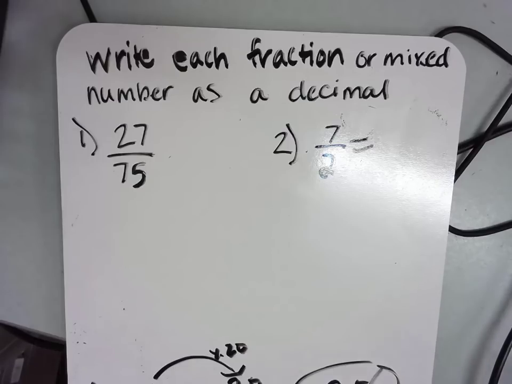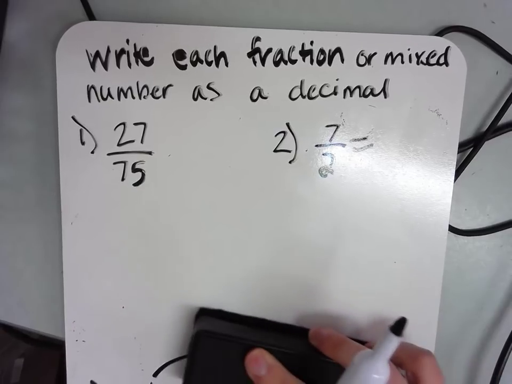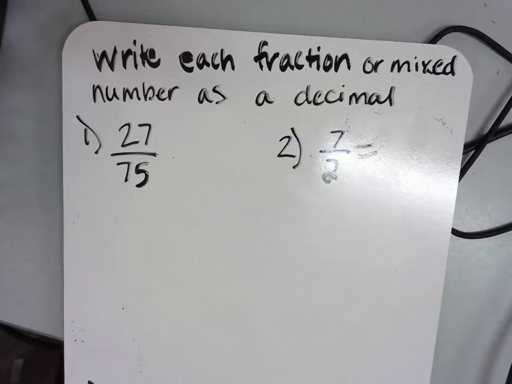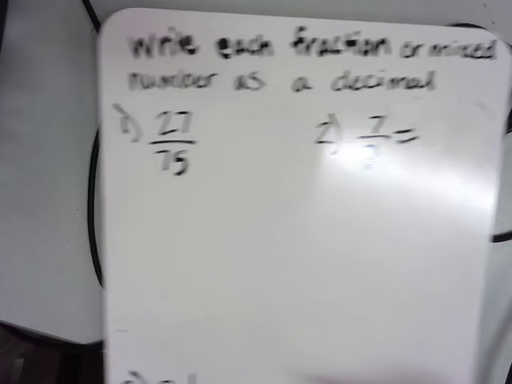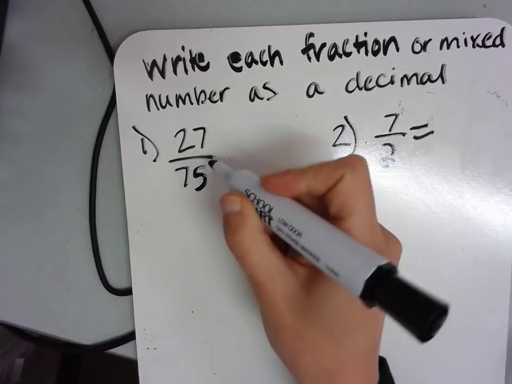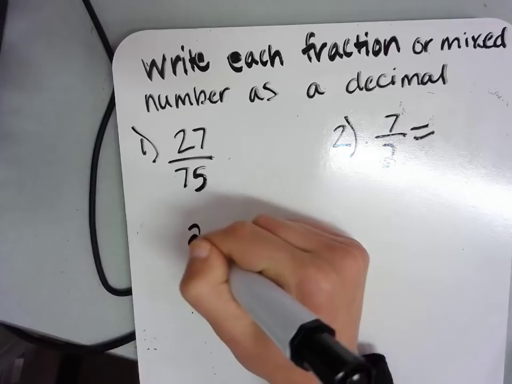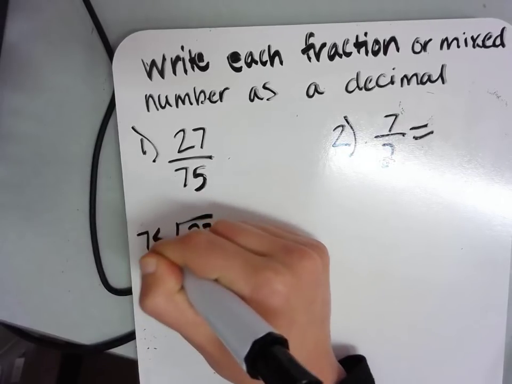Okay, so this is the second part of lesson 1, where we can write each fraction or mixed number as a decimal. So the first way that I'm going to show you is to treat the fraction sign as a division sign, which they always are, but sometimes we just forget about it when we're working with fractions. So I can read this as 27 divided by 75. So 27 divided by 75.